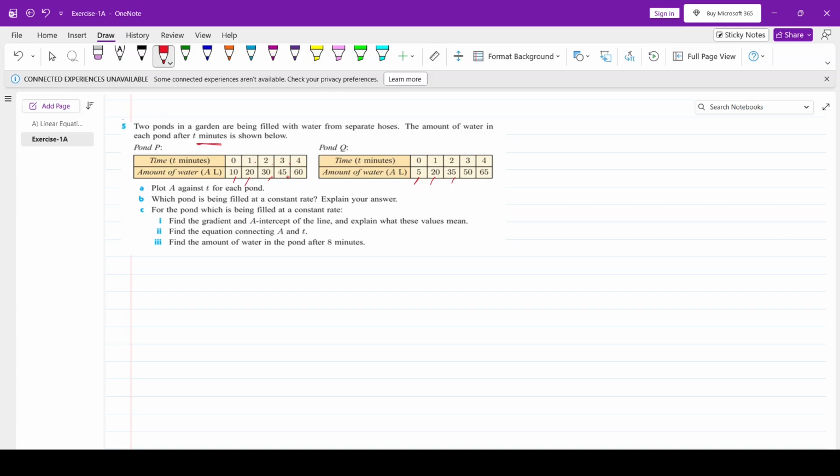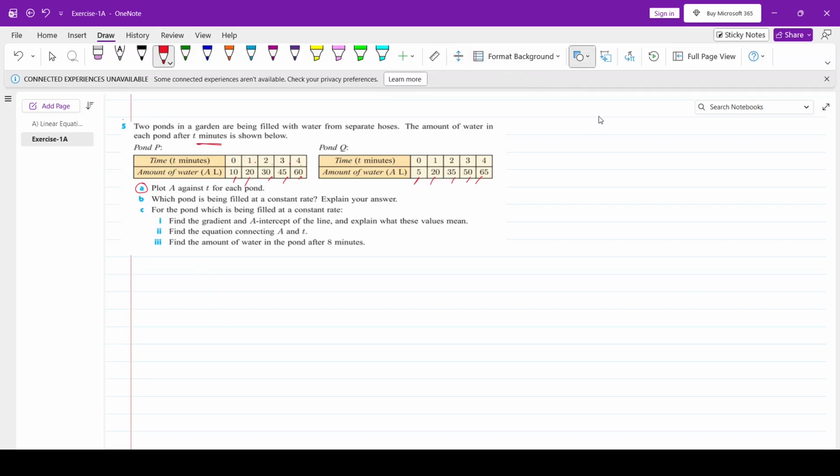At the end of 3 minutes, we have 45 liters of water here and 50 liters of water here. At the end of 4 minutes, we have 60 liters of water here and 65 liters of water here. Now, the question is asking us to plot A against T for each pond. A stands for amount in liters, A against T for each pond.